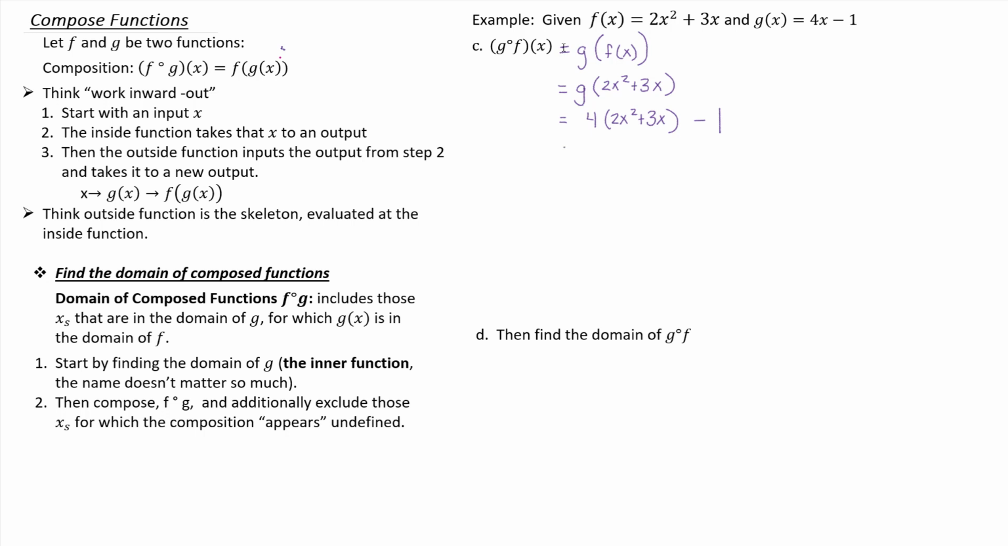So if you do that, you need to go ahead and just distribute and perform your operations, and you get 8x squared plus 12x minus 1, and then you're done. So that's your g composed with f of x.